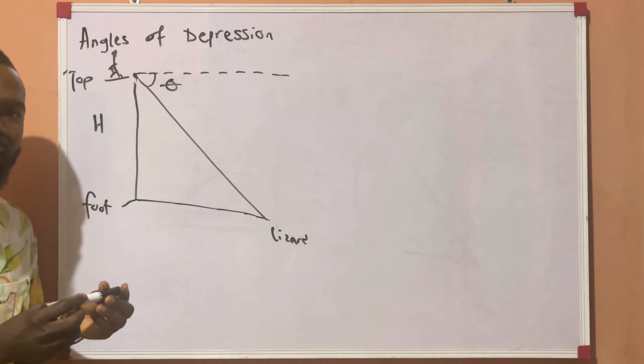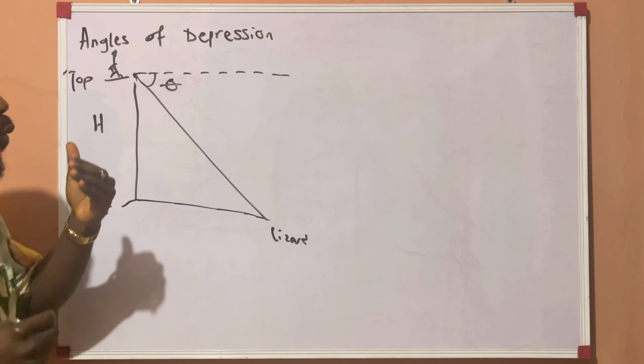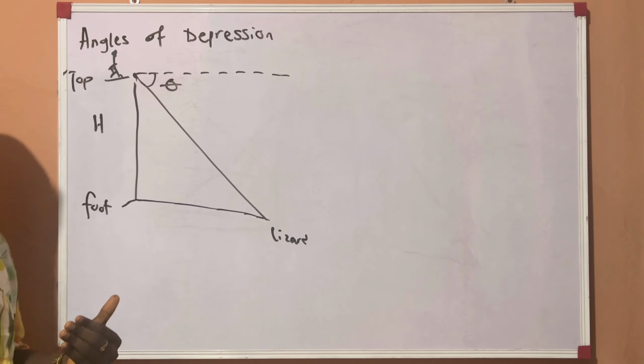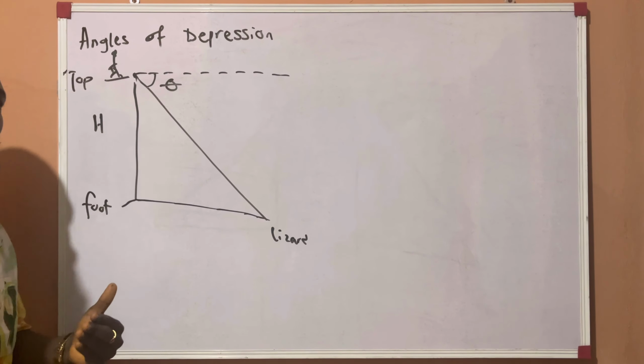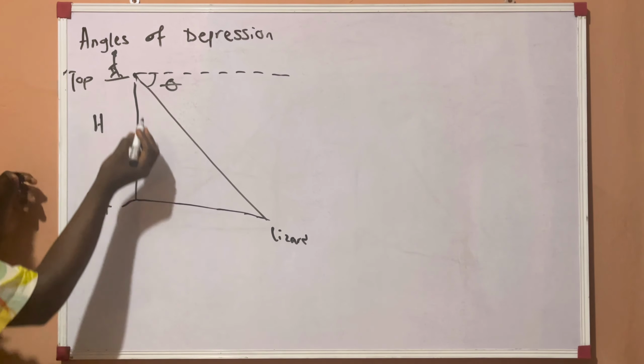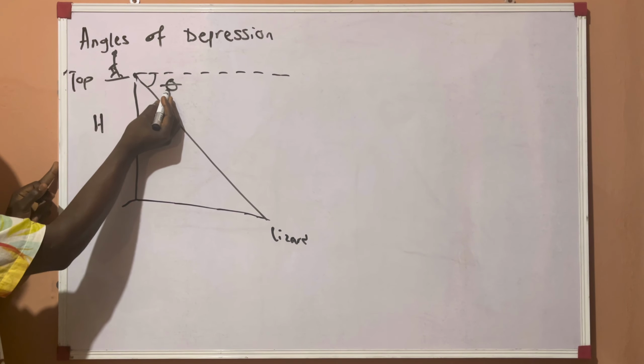It simply means that angles of depression are formed when an observer looks down to an object, not up. When an observer looks up to an object, angles of elevation is formed. At this point, this is our angle of depression.